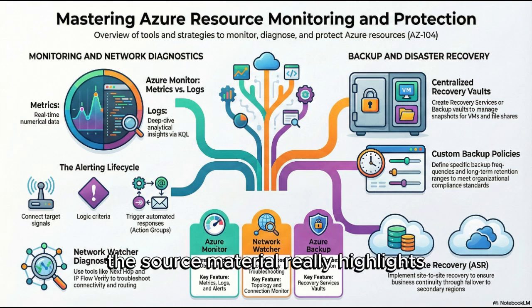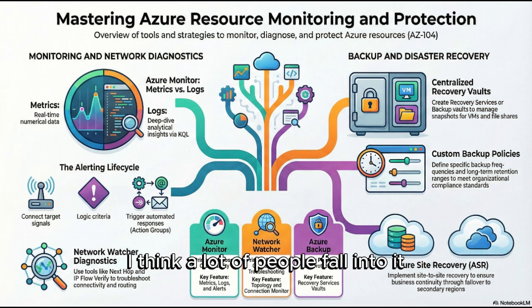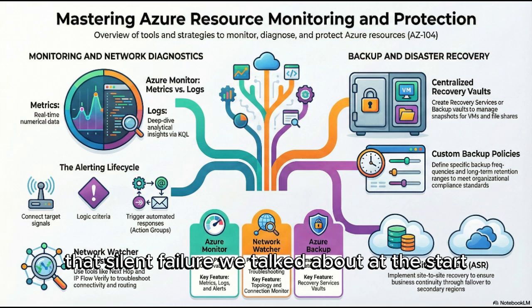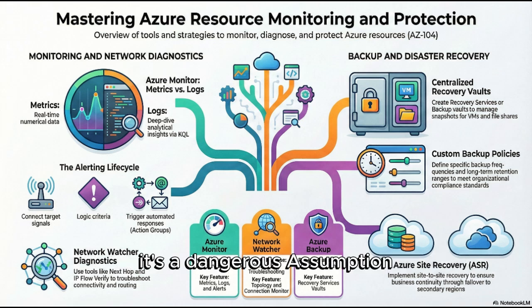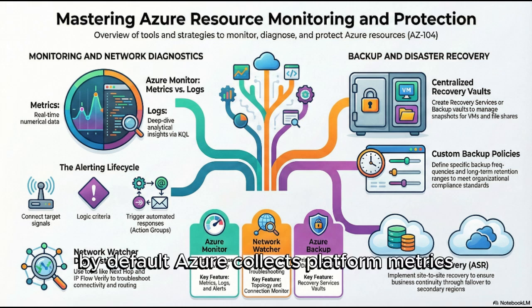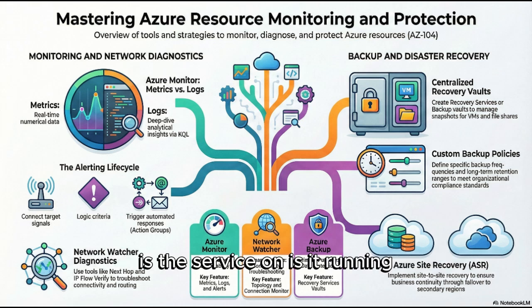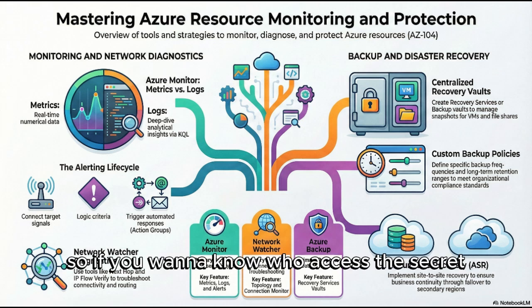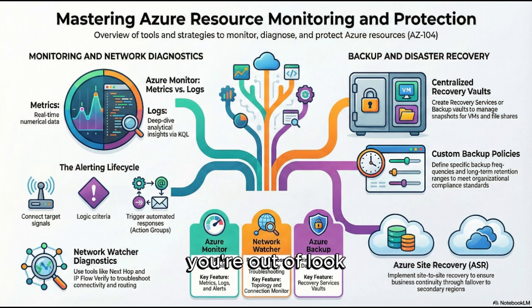Now, there's a trap here that the source material really highlights. I think a lot of people fall into it. You create a new key vault, and you just assume Azure is logging everything about it. That silent failure we talked about at the start. It's a dangerous assumption. By default, Azure collects platform metrics. Is the service on? Is it running? But it does not collect detailed resource logs. So if you want to know who accessed the secret, you're out of luck.